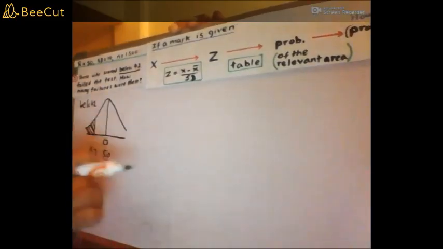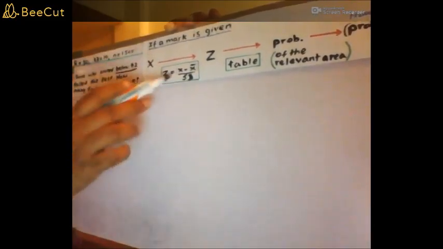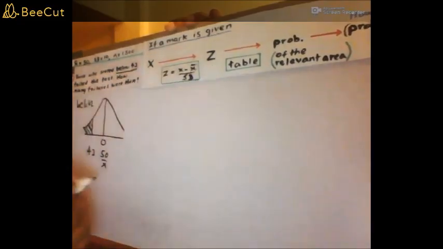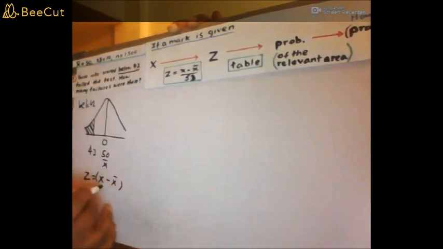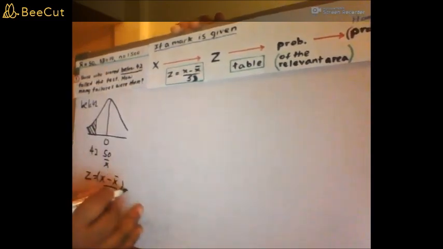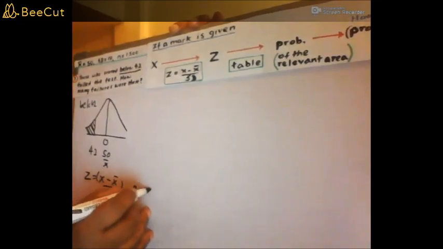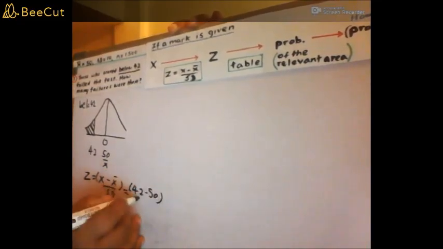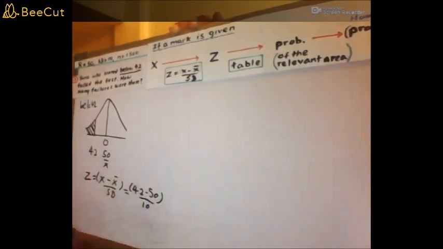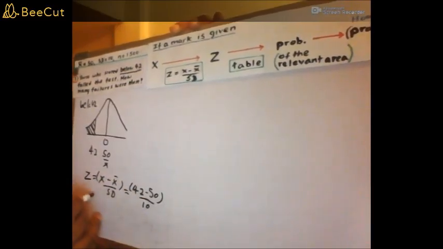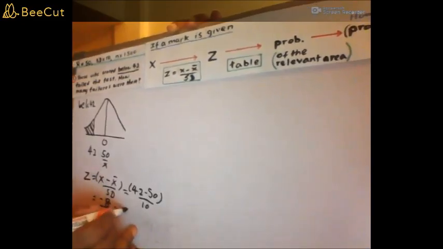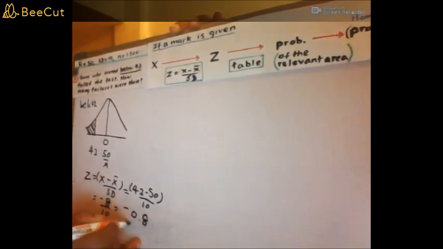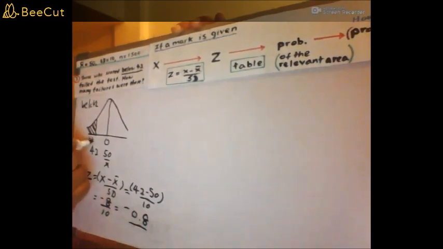Now go to this one. You have to find the Z score. Z equals x minus x bar divided by SD. 42 minus 50 divided by 10. So here it is minus 8 divided by 10. So minus 0.8.